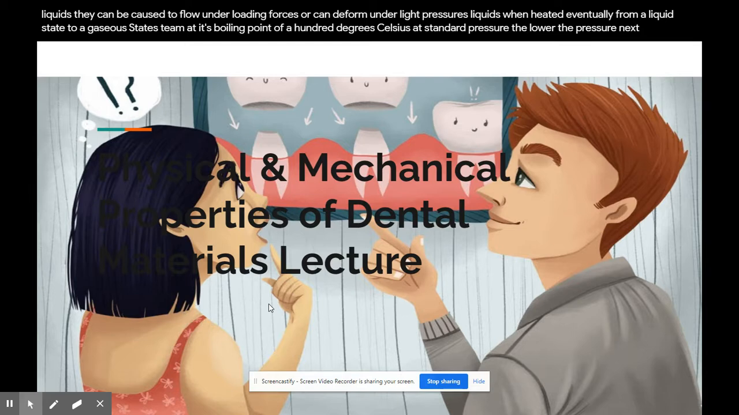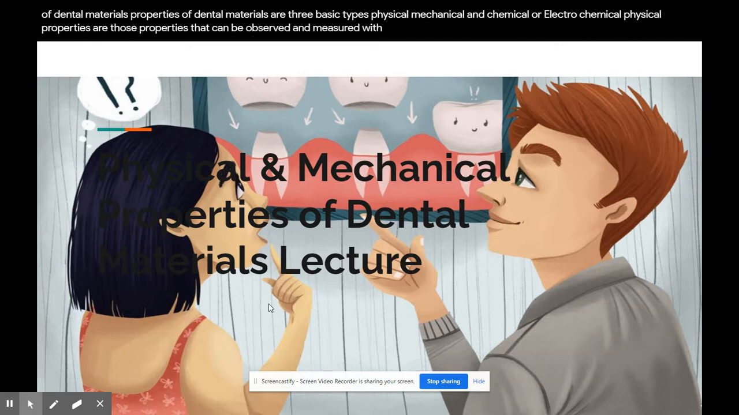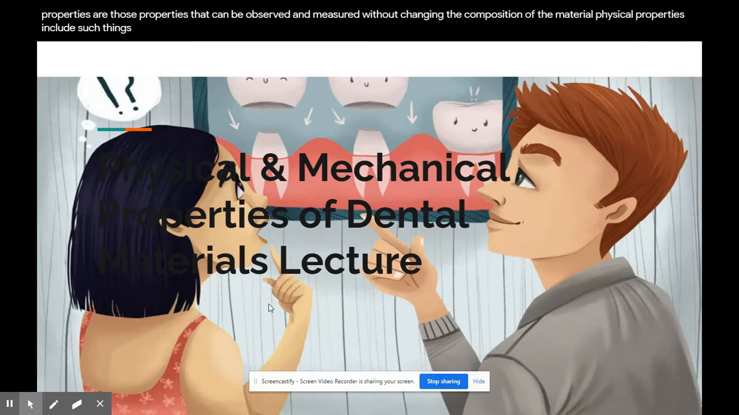Next, properties of dental materials. Properties of dental materials are of 3 basic types: physical, mechanical, and chemical or electrochemical. Physical properties are those properties that can be observed and measured without changing the composition of the material. Physical properties include such things as melting and boiling points, density, viscosity, thermal conductivity, and thermal expansion.